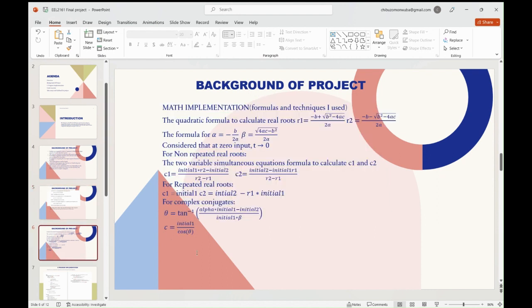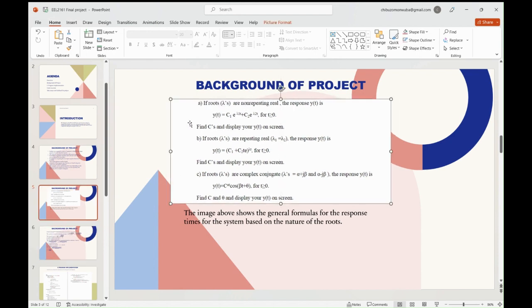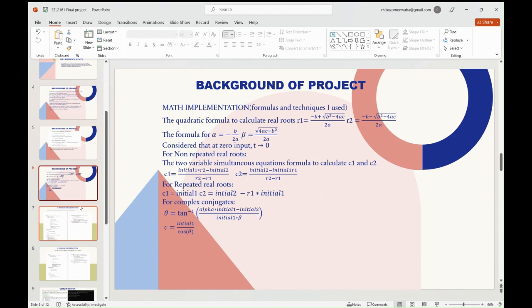And then for complex conjugates, you just have to simplify it a bit more. I may not be able to explain everything here, but I think the formulas here are slightly off because I used the formulas in our teacher's YouTube video explanation. So those ones are more correct. I think only the first formula was correct. Moving on to the next slide.